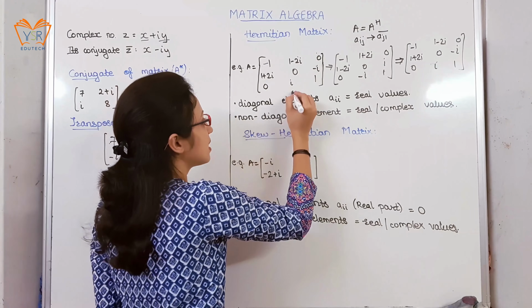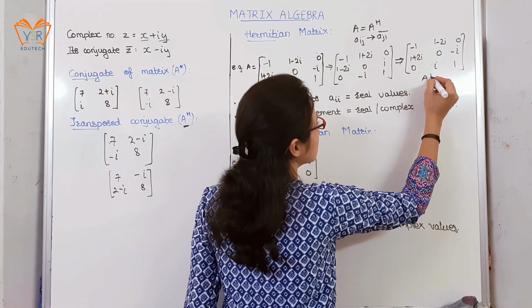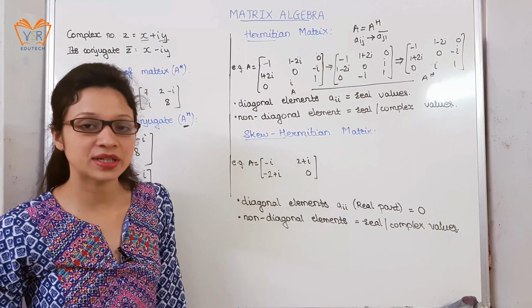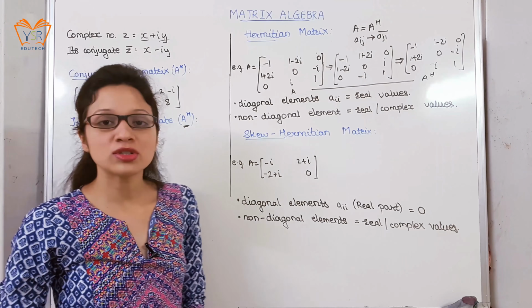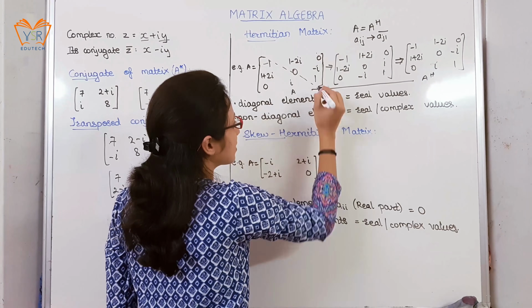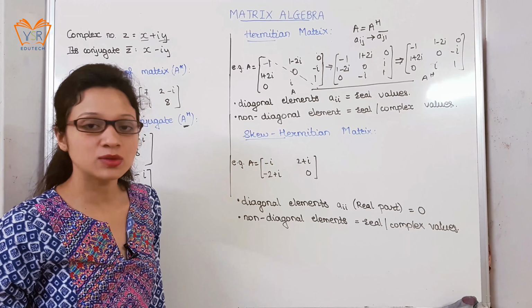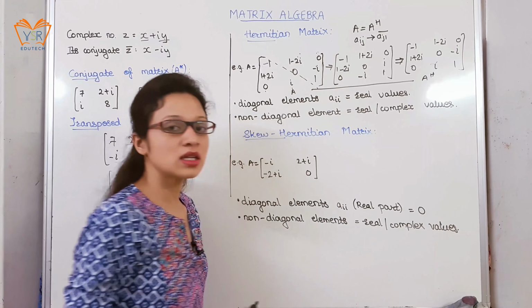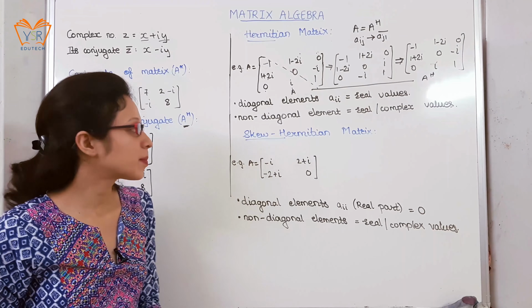Now, as A is equal to A raised to H, we can say that the given matrix A is Hermitian matrix. 2 points to be noted are, all the diagonal elements of the Hermitian matrix are always real values and the non-diagonal elements may be real or complex values.